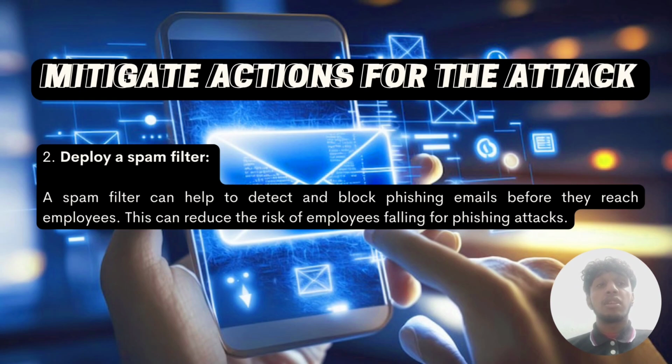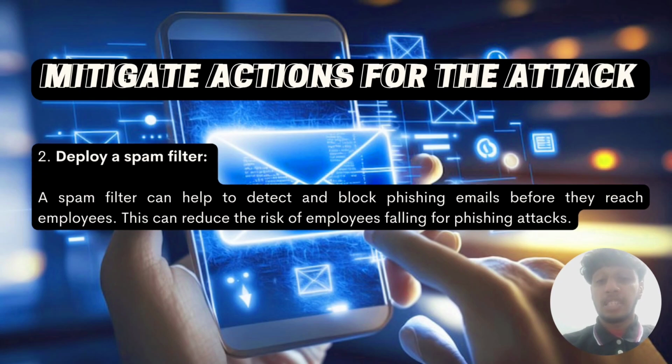Research and choose a reputable spam filter solution that offers advanced filtering capabilities. Look for features such as machine learning algorithms, content analysis, sender reputation checks, and real-time threat intelligence updates. Remember, while a spam filter can significantly reduce the number of phishing emails reaching employees' inboxes, it may not catch all the sophisticated or targeted attacks. Therefore, a comprehensive approach to cybersecurity, including employee training and awareness, as I said before, is essential in tandem with deploying a spam filter to maximize protection against phishing attacks.